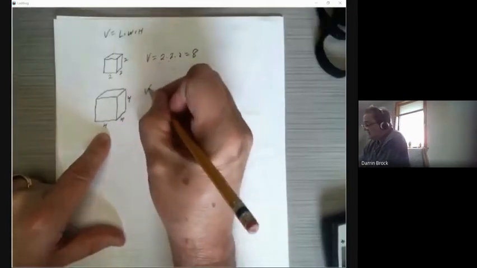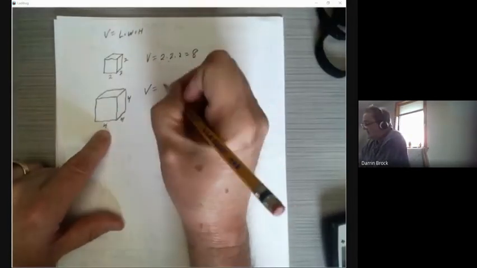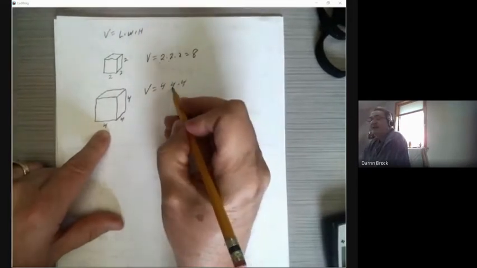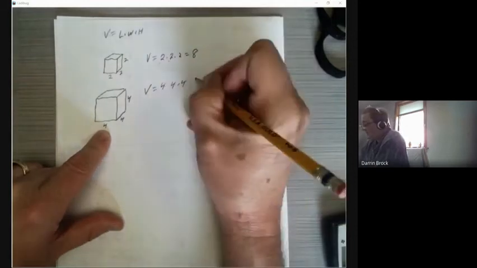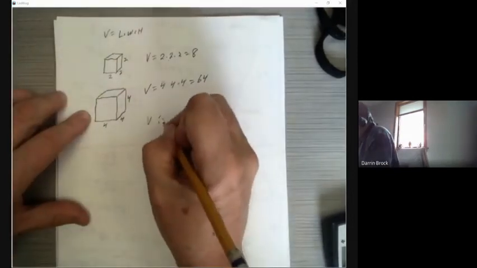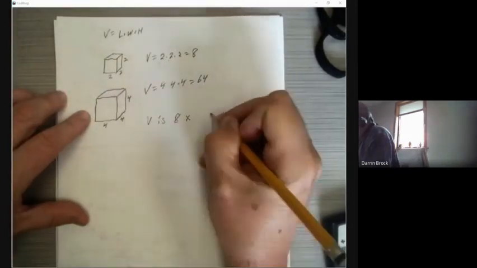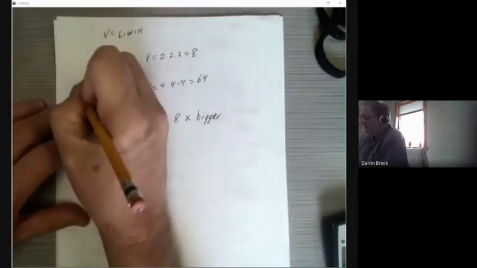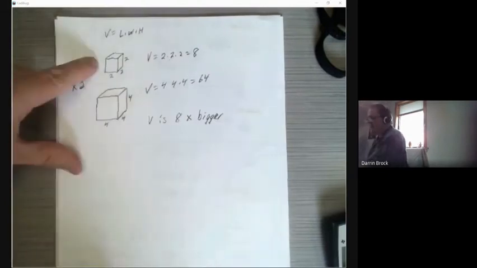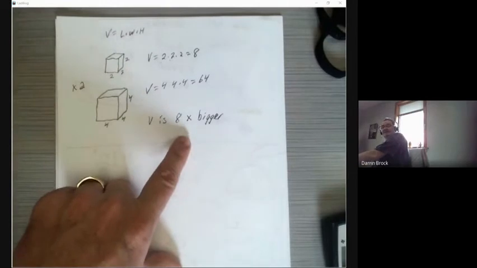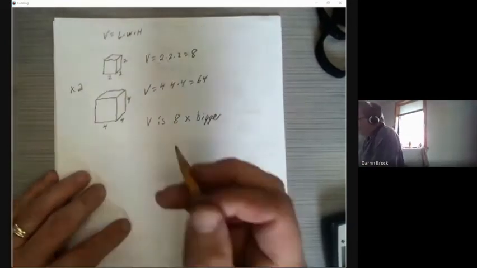Let's see. The volume here is 4 times 4 times 4. 4 times 4 is 16, times 4 again is 64. How many times bigger? The volume is 8 times bigger. We made all the sides times 2, but the volume got 8 times bigger, not just 2 times bigger. Why did it do that?